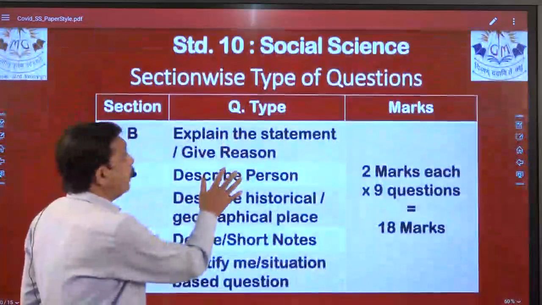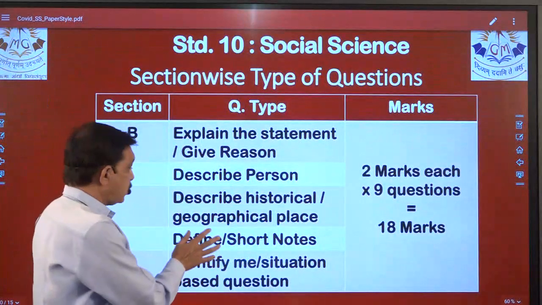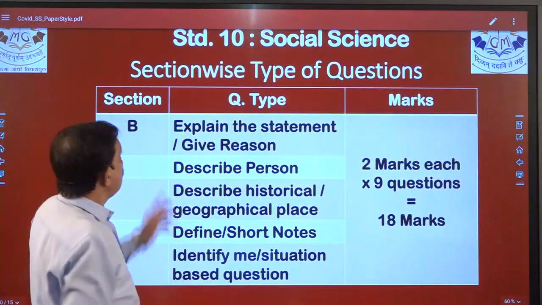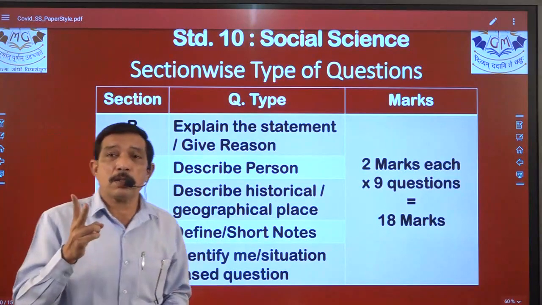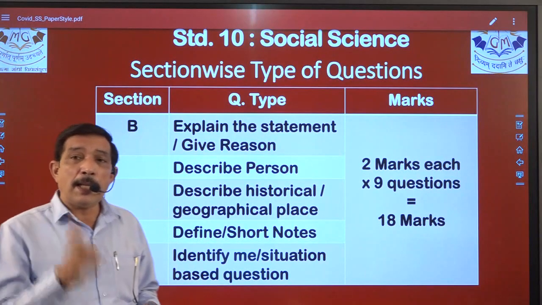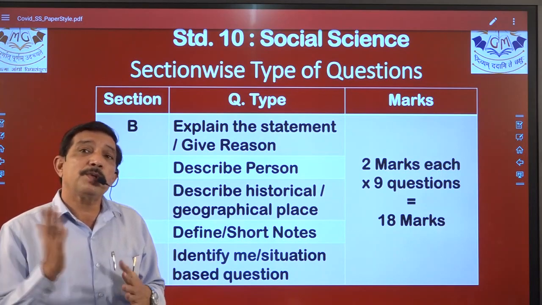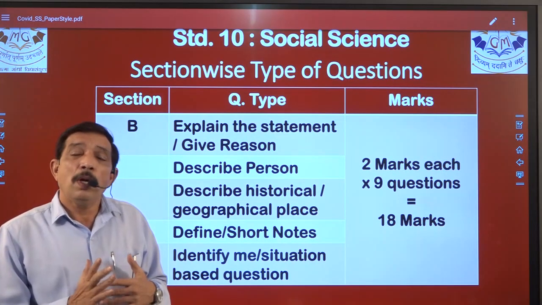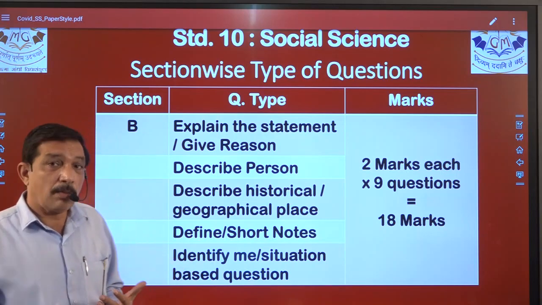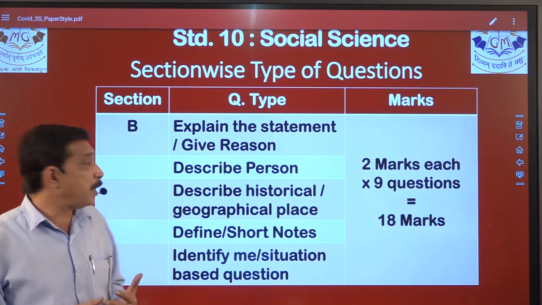Then section B, the different type of questions that we will have. Now B will have 2 marks, 9 questions. 12 will be given, out of which we have to attempt 9. So 2 9s are 18 marks. But which type of questions will be asked?